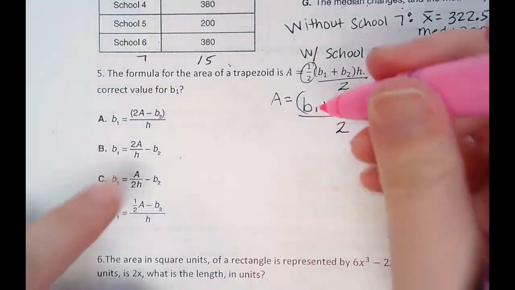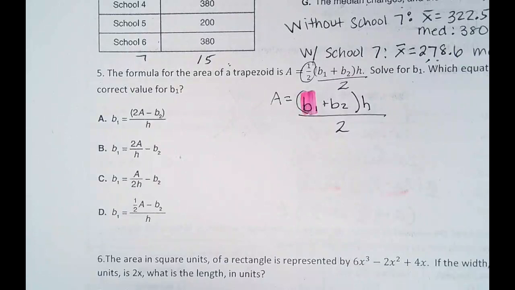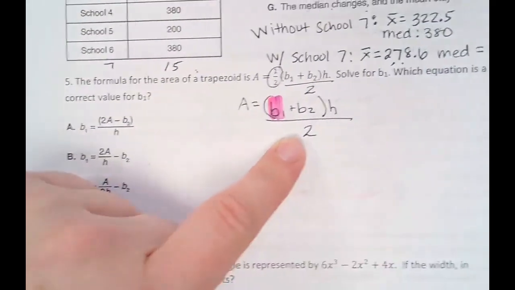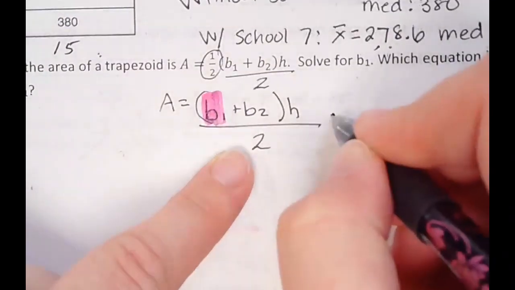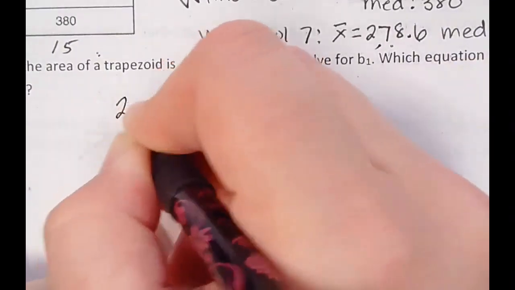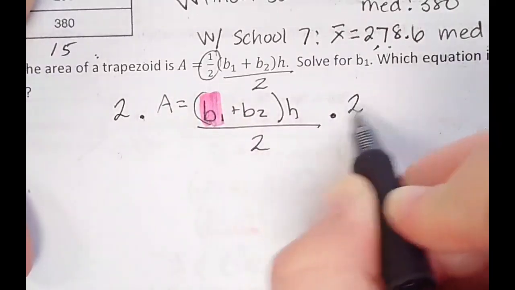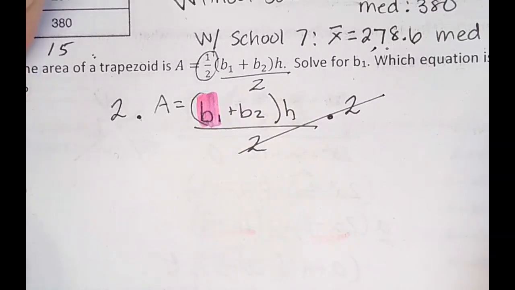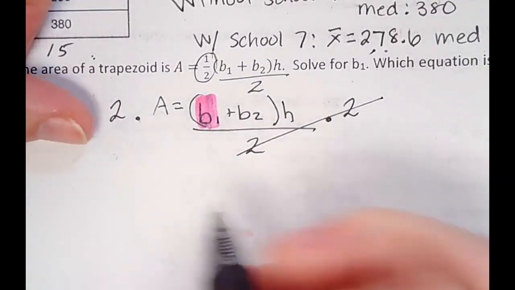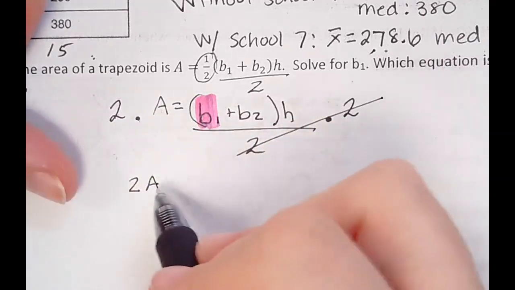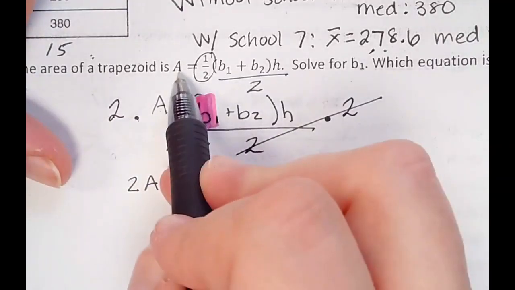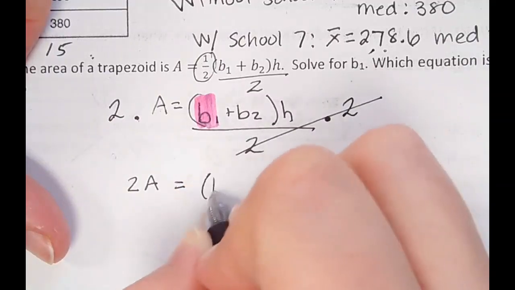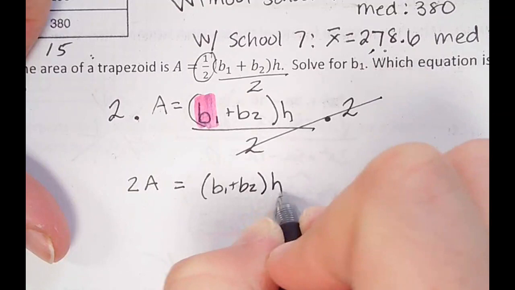My goal is to solve for B1. So first thing I need to do is get the 2 out of the denominator. That is division, so I'm going to multiply both sides by 2. On my right side, when I multiply by 2, I have 2 in the denominator and the numerator. They cancel each other out. That was my goal. On the left, 2 times A is just 2A. And we should leave our A capitalized because it is capitalized in the formula. Equals. Now I'm left with B1 plus B2 times H.